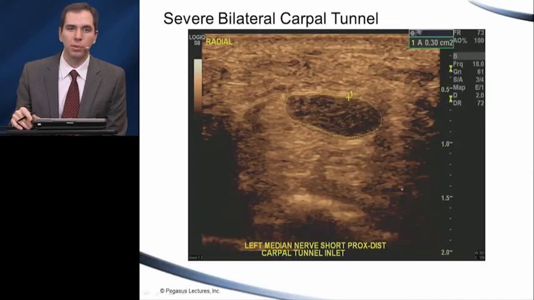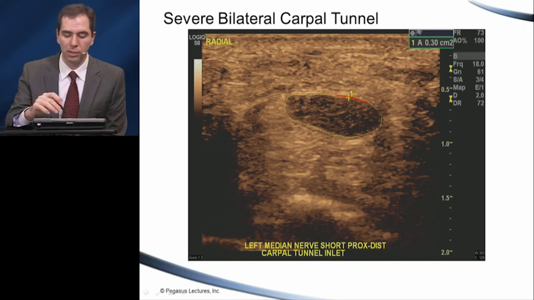So this is an example of severe bilateral carpal tunnel syndrome. Scanning at the carpal tunnel inlet just before the nerve enters the tunnel, we have a severely enlarged median nerve measuring 0.30 square centimeters with loss of fascicular architecture and decreased echogenicity.